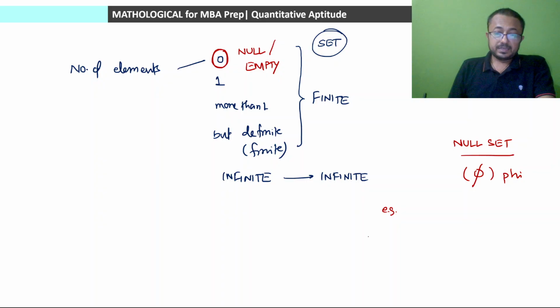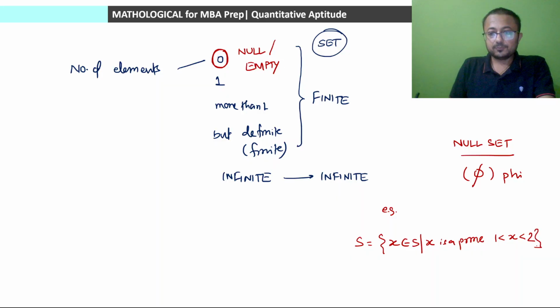Okay, for example, if we say that S is a set, X is an element of S, such that X is a prime and 1 < X < 2. So how many elements will be in set S? Because in this case X is a prime and X is between 1 and 2, and there is no prime between 1 and 2, so definitely this is a null set. The number of elements will be 0 in this set. Is this clear?